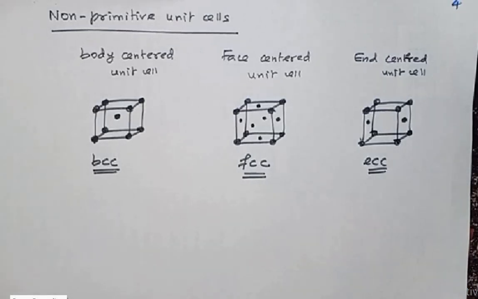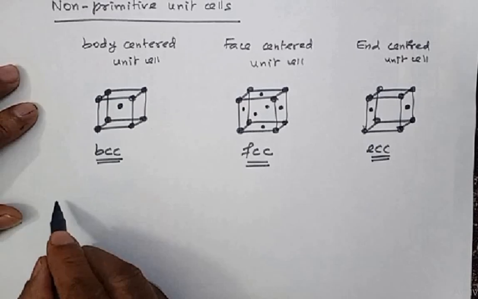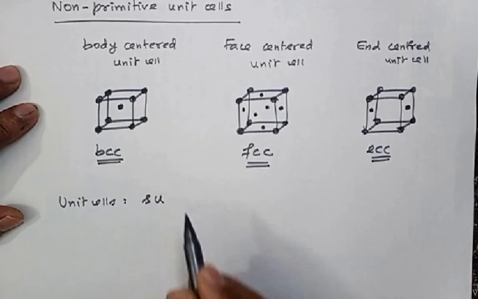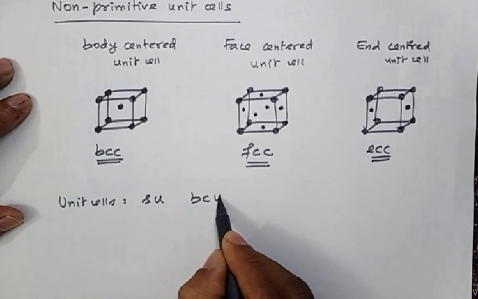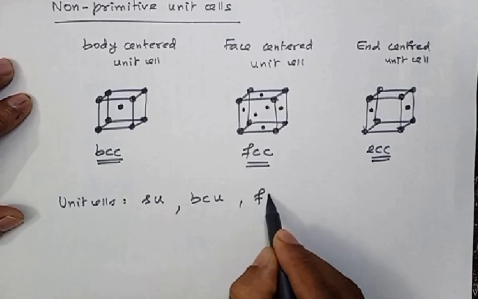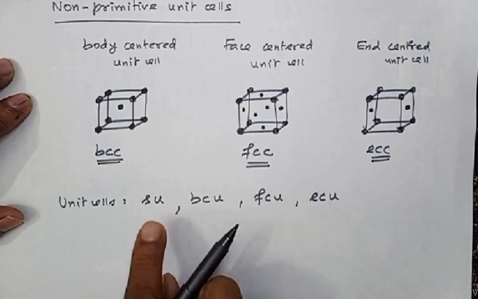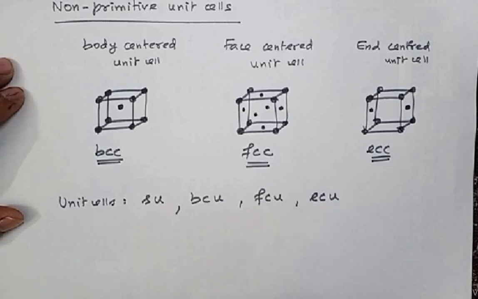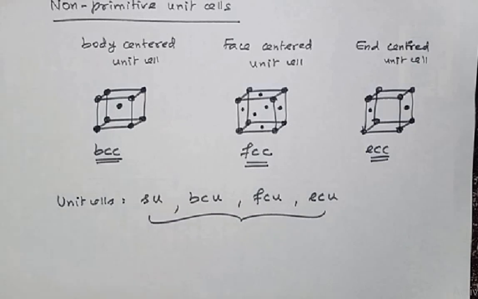Okay, take note. So what are the different types of unit cells we have? Simple unit cell, SU, body-centered unit cell, face-centered unit cell, and end-centered unit cell. Simple, body-centered, face-centered, end-centered unit cells. So we have 4 different types of unit cells in crystals.